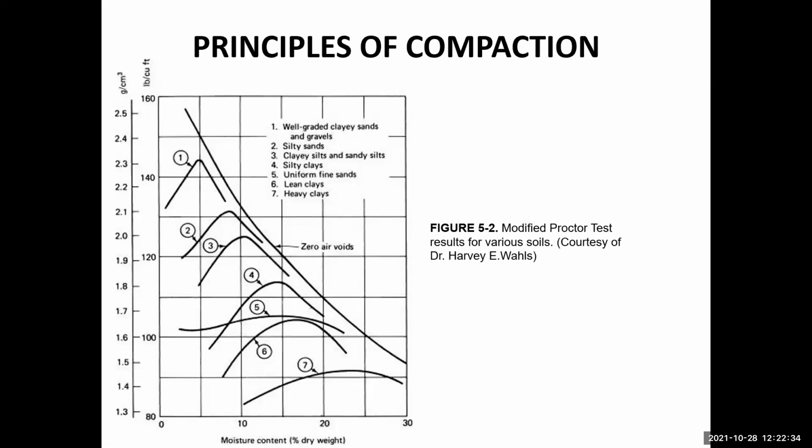So depending on the type of soil, the modified Proctor test results may be different for each type of soil. And these results correspond to the type of soil. So it is generally understood that the heavy clays and the uniform fine sands are relatively difficult to compact compared with the well-graded clays and sands. So this means that the grading of the soil also plays a very important role in the compaction.